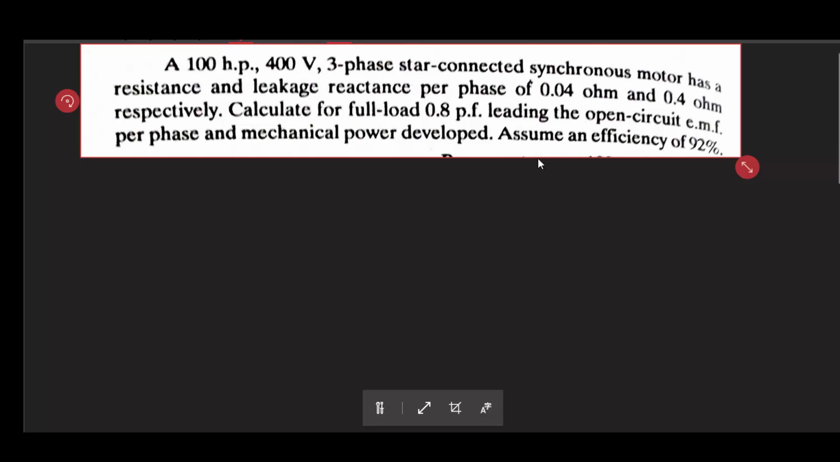This problem: a 100 horsepower, 400 volt, 3 phase star connected synchronous motor has a resistance and leakage reactance per phase of 0.04 ohm and 0.4 ohm respectively. We have to calculate, for full load 0.8 power factor leading, the open circuit EMF per phase and the mechanical power developed. In addition, we have to assume an efficiency of 92%.